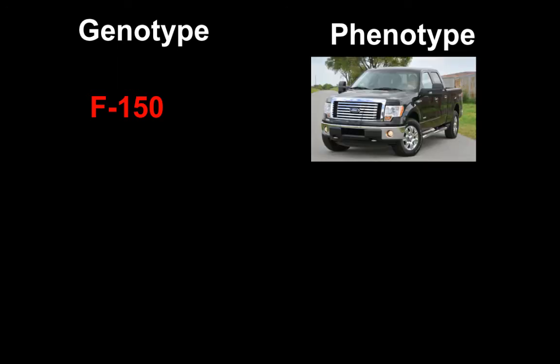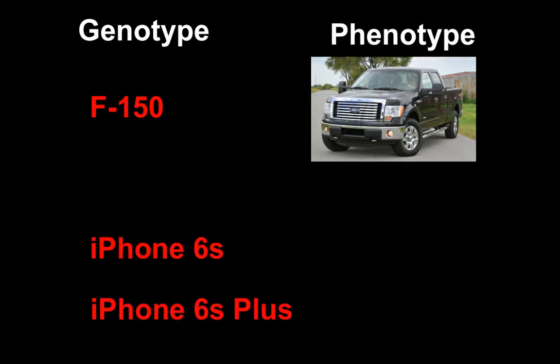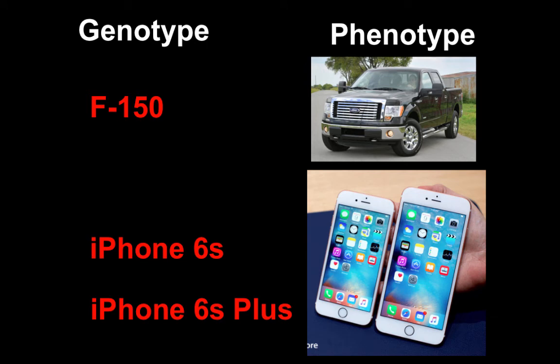All right, another way to look at genotype and phenotype: if I have the code F-150, that codes for a specific physical truck. So F-150 is the genotype, and the physical truck itself, that would be the phenotype. iPhone 6s, iPhone 6s Plus. Those are two model numbers, so those indicate two different types of phones, and the physical phones are slightly different. So again, what genotype you are determines what you look like.